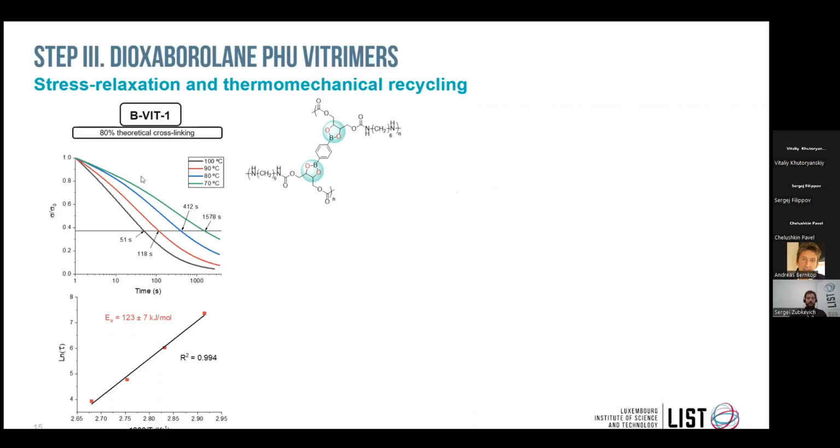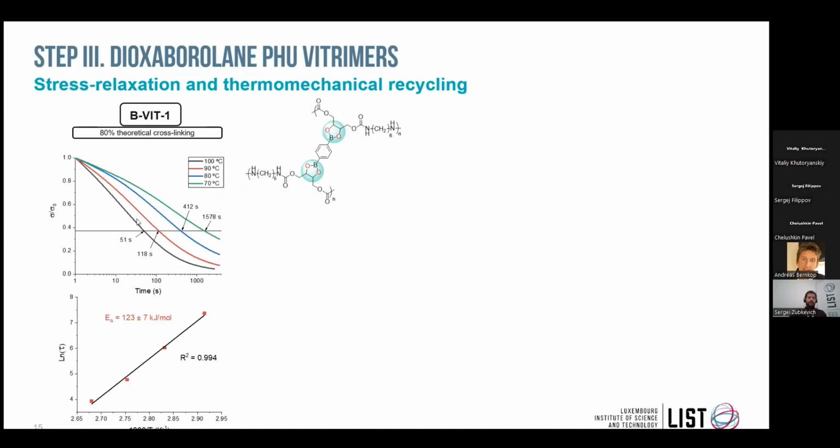So on the left, you can see the stress relaxation curves for the first sample synthesized in solution. But the strange thing that you can see here is that we started from 100 degrees. It was quite fast, 51 seconds, the average relaxation time, 37% remaining deformation, which is like a standard in the literature.